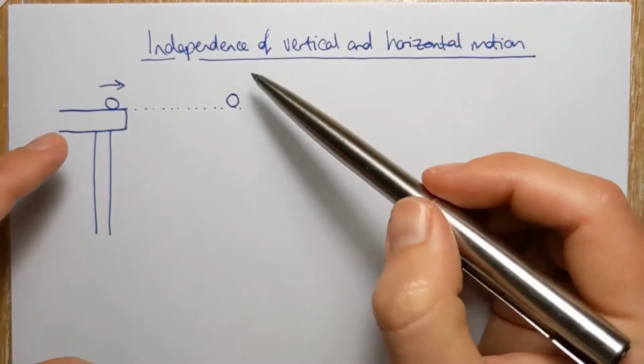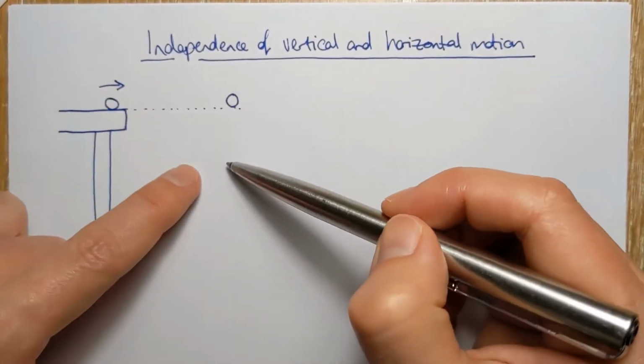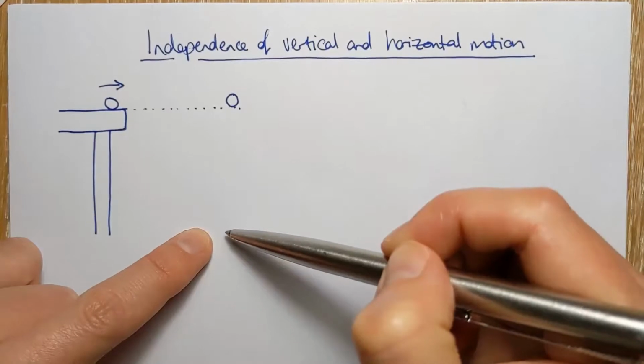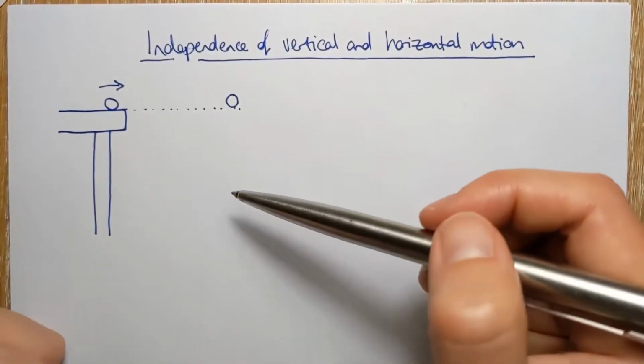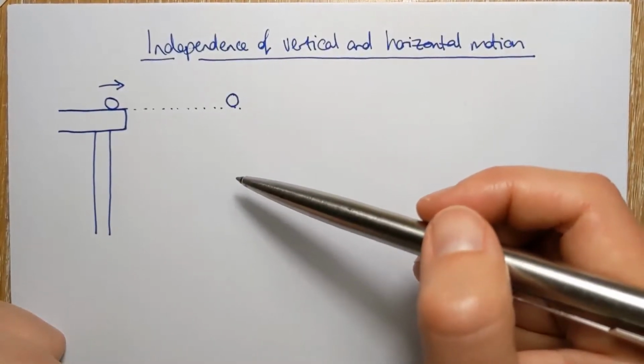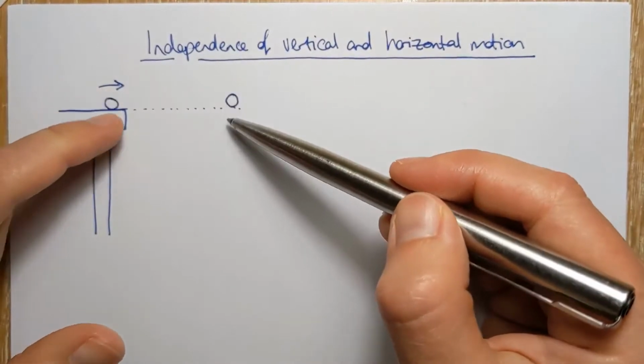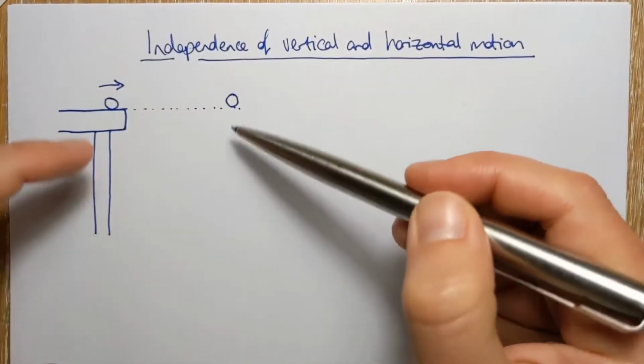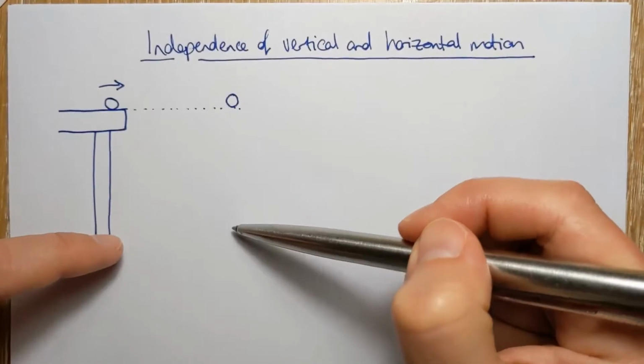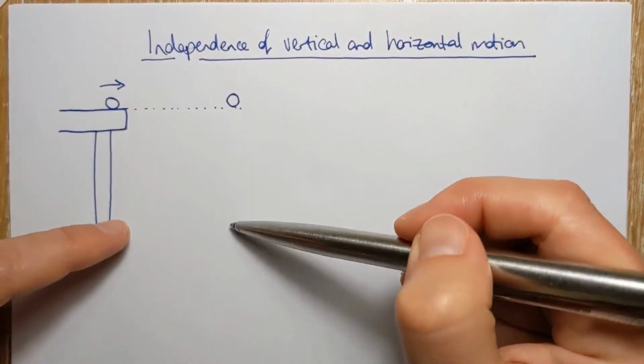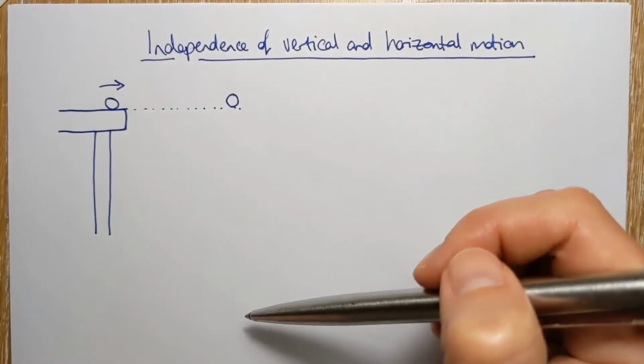downwards. If you do this, you will find that the two balls hit the ground at the same time, and that's because the vertical part of their motion is exactly the same. They're moving through the same vertical displacement, and they've got the same vertical acceleration, so they take the same time to fall to the ground.